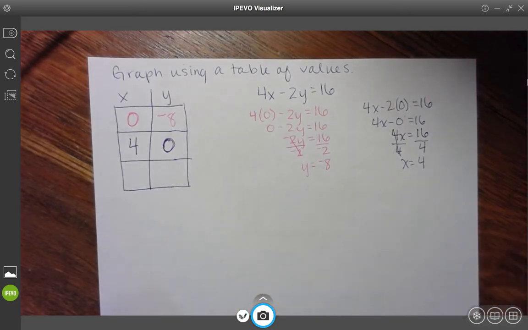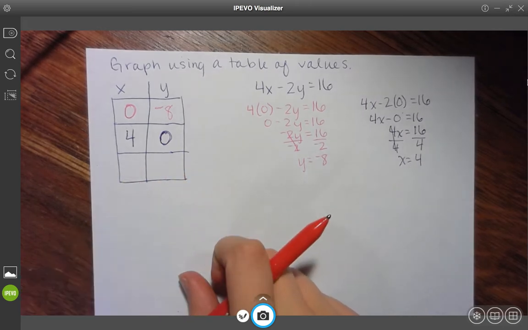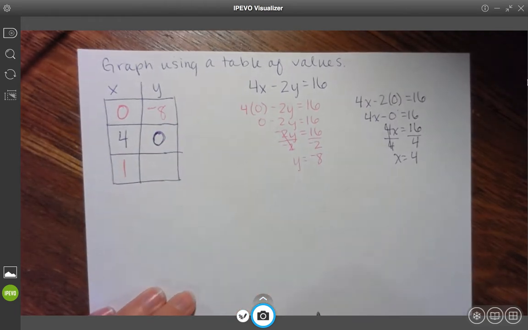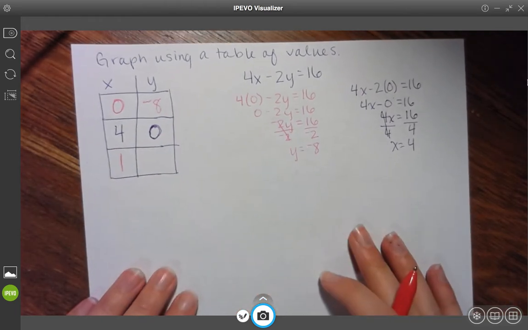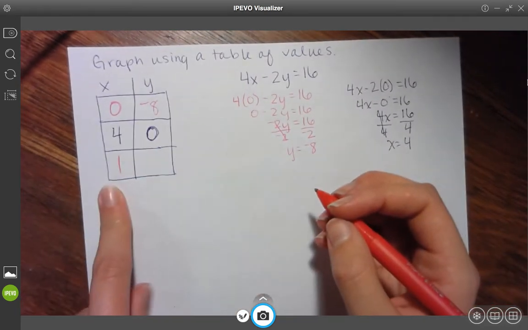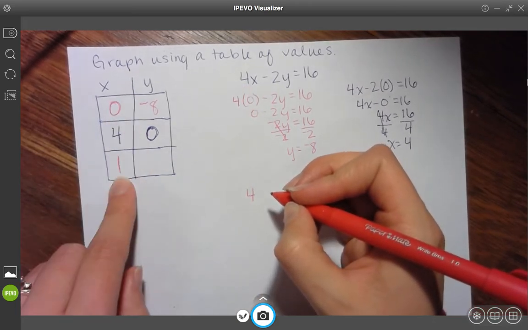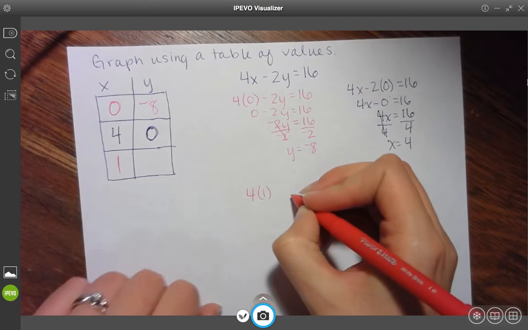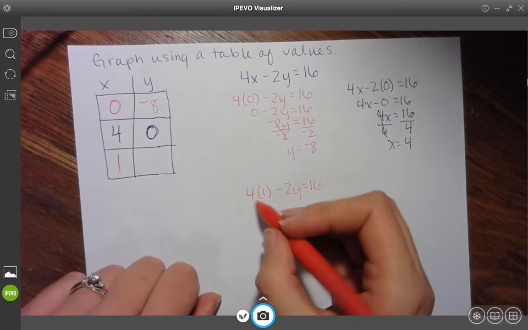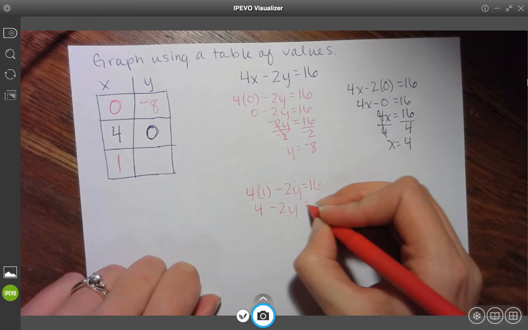For the third one, you can pick any number for x and y. I think I'm just going to try 1 for x and see where that goes. If I get a decimal, I might try a different number, okay? But I'll start with 1 for x. So I can do 4 times x. Well, I said x is 1. So 4 times 1 minus 2y equals 16. Okay, 4 times 1 is 4. So I have 4 minus 2y is 16.